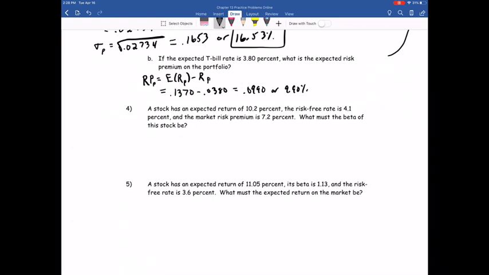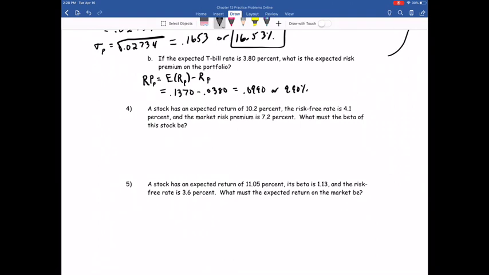And then when we use the capital asset pricing model, we can calculate the expected return of a stock based on the market risk premium, the beta of that stock, and also what the risk-free rate is. So in this problem, a stock has an expected return of 10.2%. We have a risk-free rate, so that would be your treasury bill rate, and the market risk premium is 7.2%. What must the beta of this stock be?